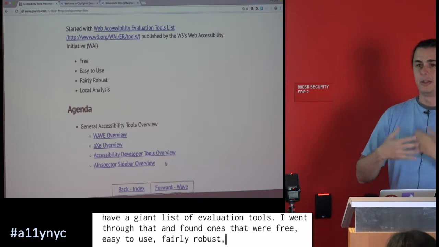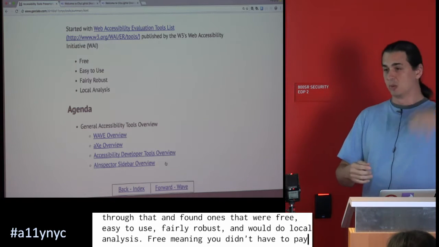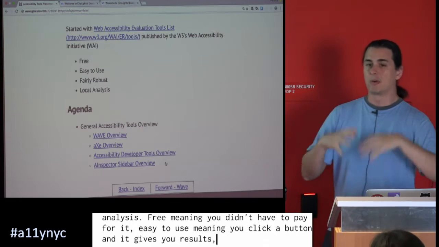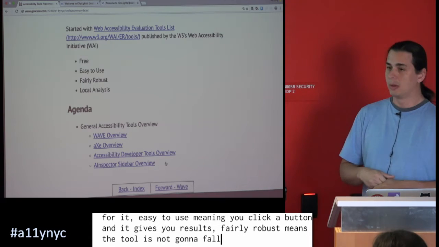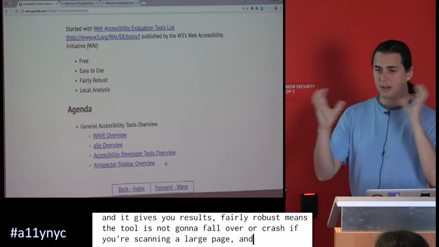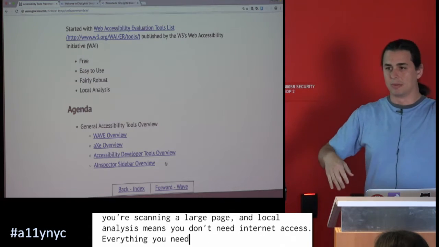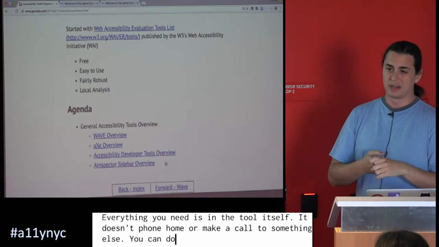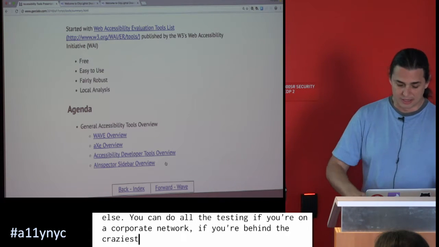Free meaning you don't have to pay for it. Easy to use meaning you click a button and it gives you results. Fairly robust means that the tool's not just going to fall over or crash if you're scanning a large page or lots of pages. And local analysis meaning that you don't need to have internet access. Everything you need is inside the tool itself. It doesn't need to phone home or make a call to something else. You can do all the testing if you're on a corporate network, you're behind the craziest firewall, or you just don't have internet access.